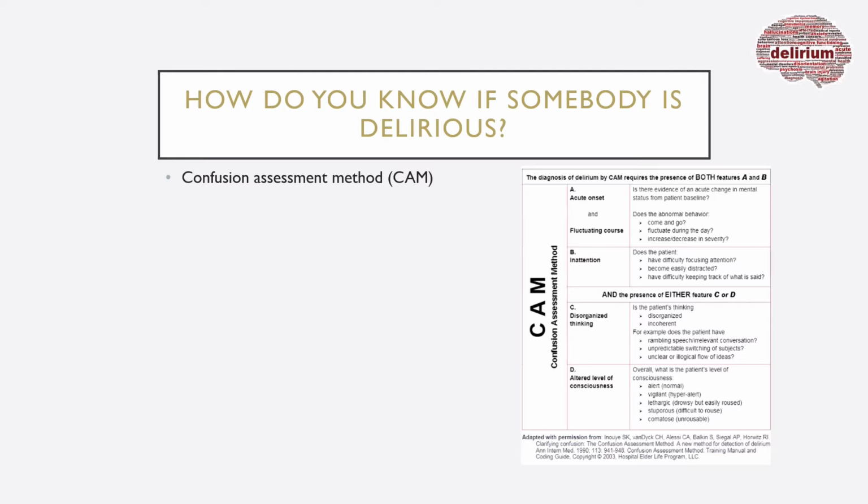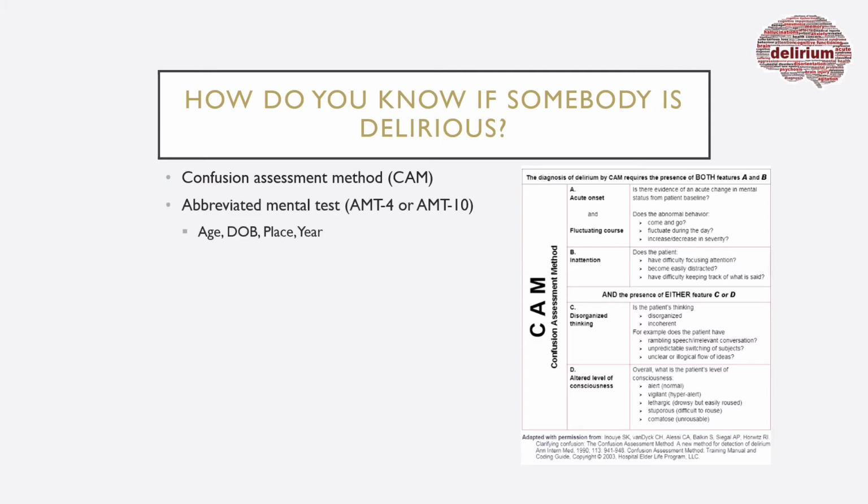And these features we've already touched on, so things happening or this change of behavior occurring acutely. There's some inattention there where they get easily distracted or it's hard to focus. There's some disorganized thinking where when they're answering your questions, it doesn't make sense, it's off topic. And then there can be an altered level of consciousness, which is the hypoactive and hyperactive features. This method uses a combination of observation and also engaging with the patient as well.